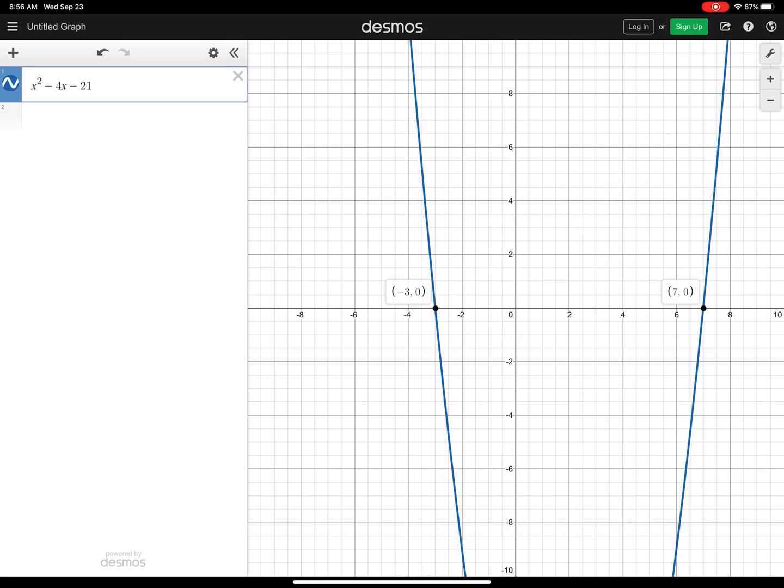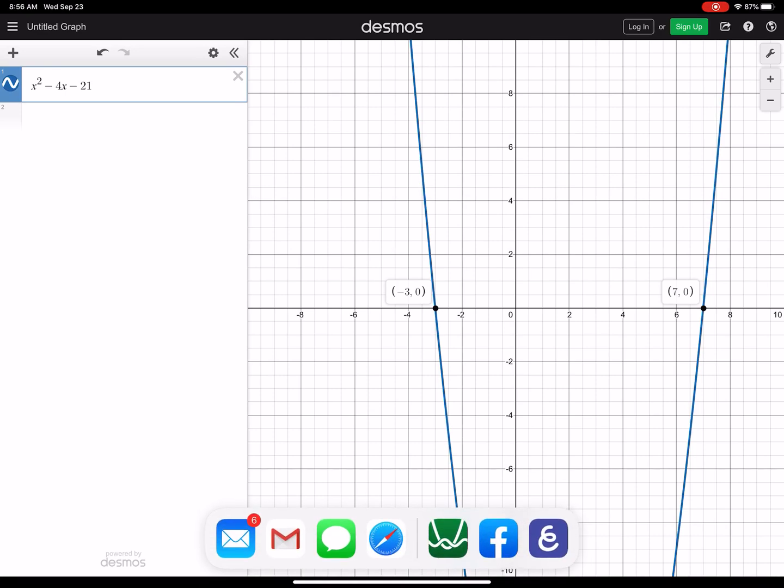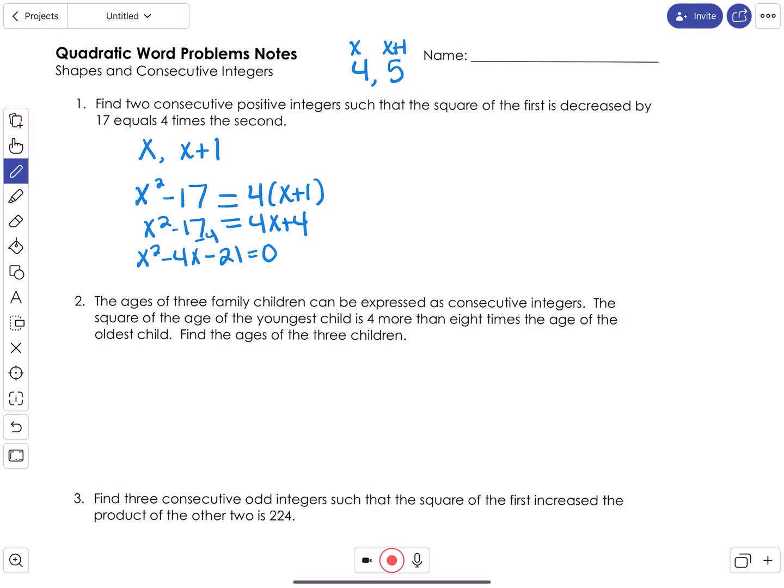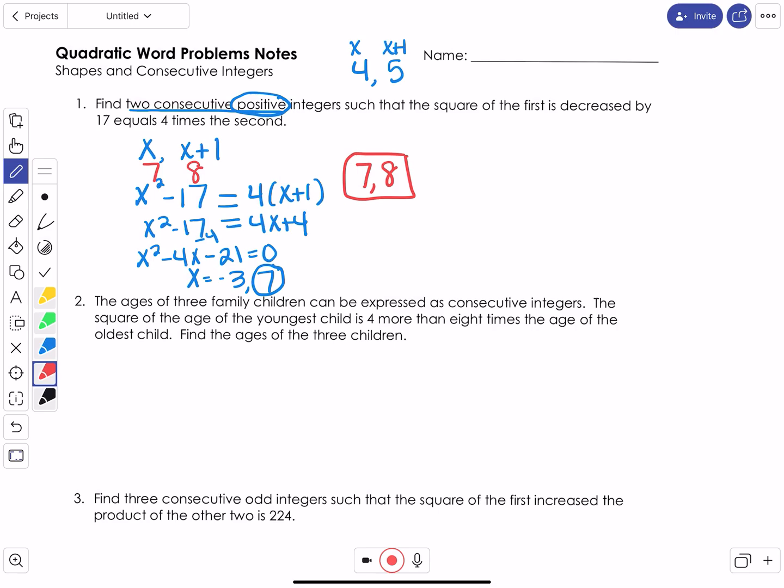Now, think about what makes sense here. Those are my two solutions for the problem, so x equals negative 3 and 7. What makes sense to be x? Find two consecutive positive integers, so I want to use the 7. x would be 7 and then 8, because 7 and 8 are two consecutive integers. So 7 and 8 would be my two numbers. I wouldn't use negative 3 because it's negative, not positive.